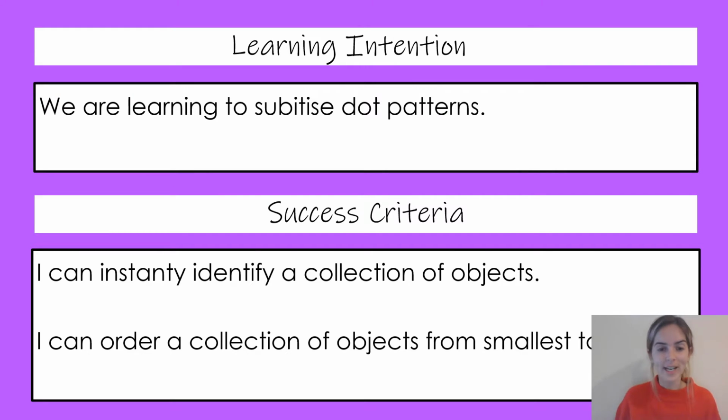Okay, well done everyone. Now let's look at our learning intention and success criteria for our lesson today. We are learning to subitize dot patterns, and our success criteria is I can instantly identify a collection of objects because that's what subitizing is, and I can order a collection of objects from smallest to largest. Okay, let's have a look.